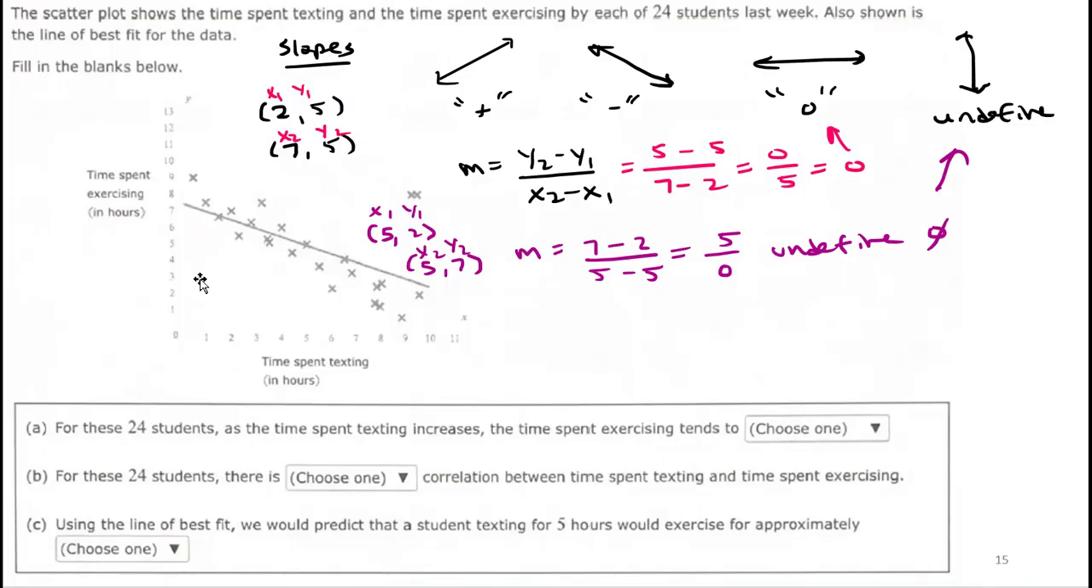Okay. So let's answer these questions. It says, for these 24 students, as the time spent texting increases, the time spent exercising tends to what? For B, for these 24 students, there is a blank correlation between time spent texting and time spent exercising. And for C, use the line of best fit. We would predict that a student texting for 5 hours would exercise for approximately what?